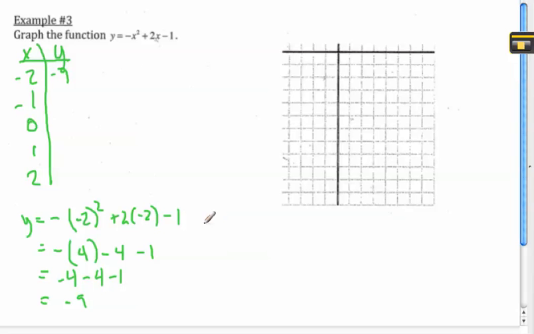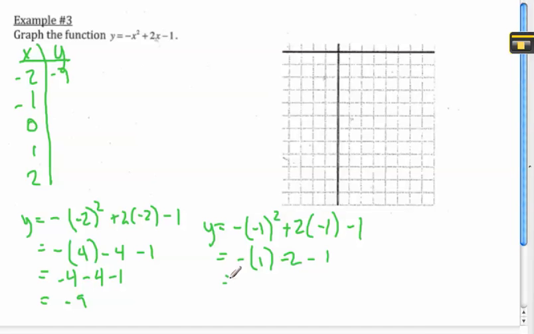Alright, let's plug in -1. Y is equal to the opposite of -1 squared plus 2 times -1 minus 1. So that's going to be the opposite of 1 minus 2 minus 1. That's going to be -1 minus 2 minus 1. And I've got all negatives, that's -4. Alright, so let's go up here. Now we've got another point, -4.